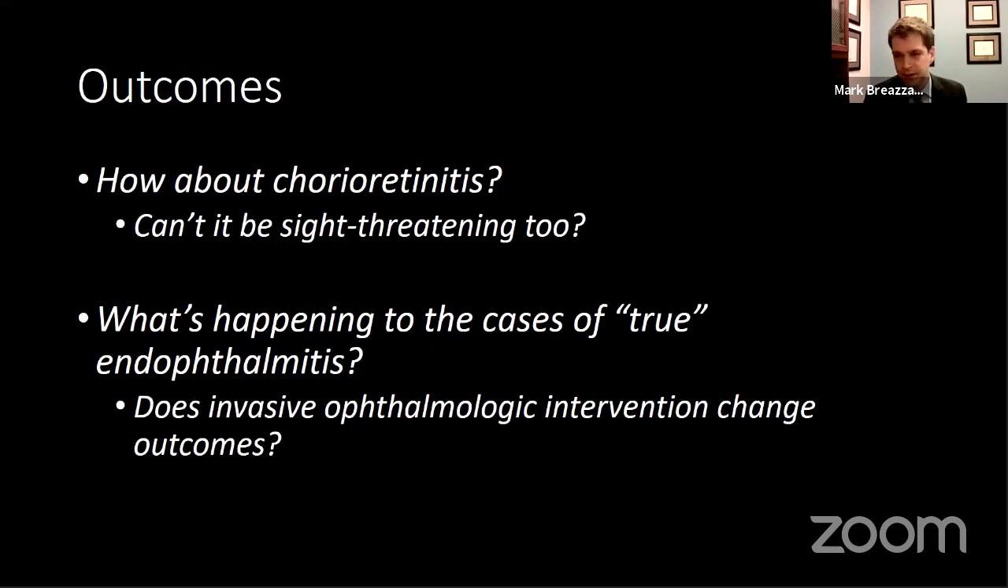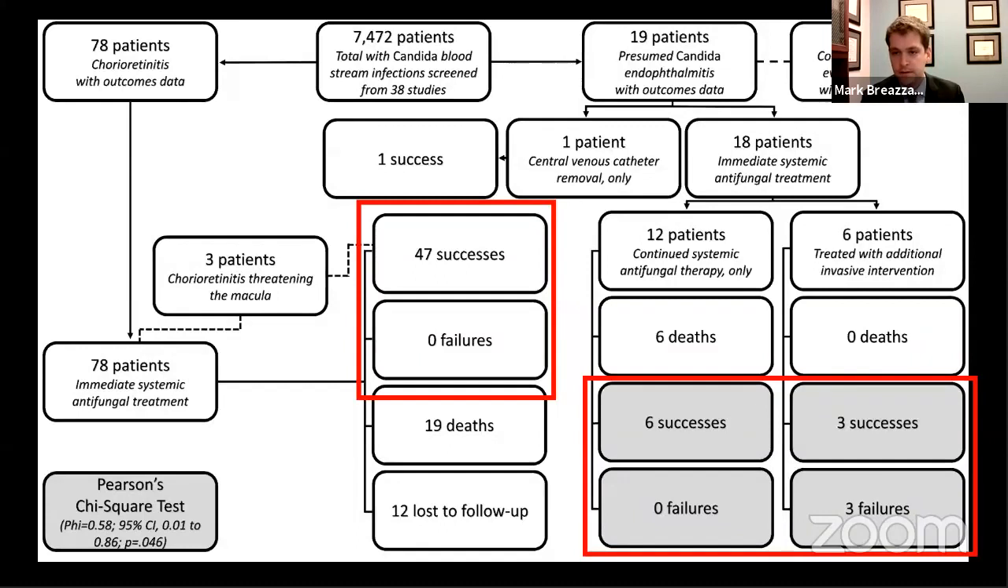I mean, we know that can be sight-threatening too, right? And what happens to the cases of true endophthalmitis? I mean, certainly if ophthalmologic intervention can change outcomes there, wouldn't we still want to find those? And so we looked at these as well, and we found that over on the left side of the screen we have our chorioretinitis, and on the right side of the screen we have our endophthalmitis.